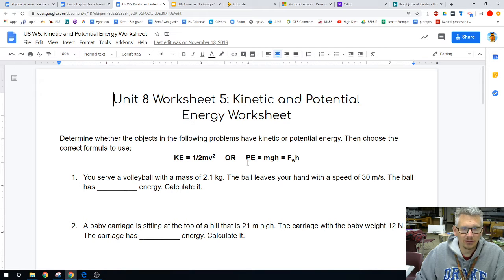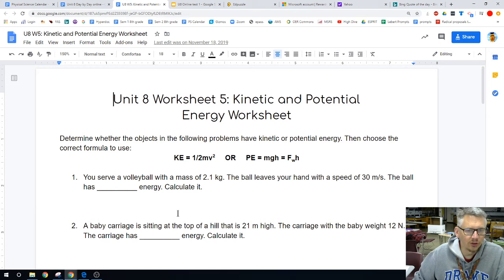The gravitational potential energy is going to be mgh, and m is the mass, and it will be in kilograms. g is the gravitational constant, 9.8 meters per second squared. Or mg, a lot of times, is the weight of the object, and that will be in newtons, times the height. So most of the time, it's going to be the weight of the object in newtons times the height.